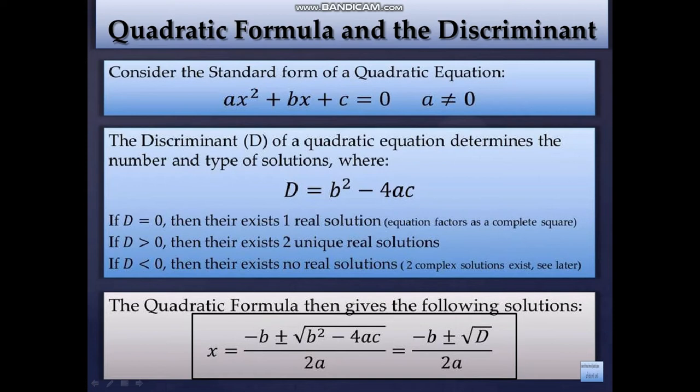Quadratic formula gives the following solutions: x equals minus b plus minus under root b square minus 4ac, where b square minus 4ac is called the discriminant, over 2a. It can also be written as minus b plus minus under root D, D denotes the discriminant, over 2a.